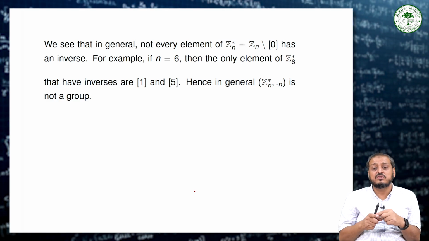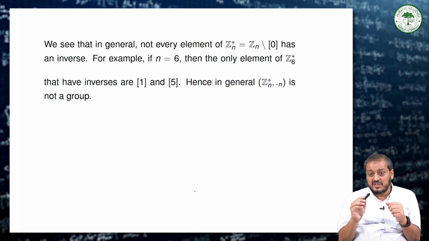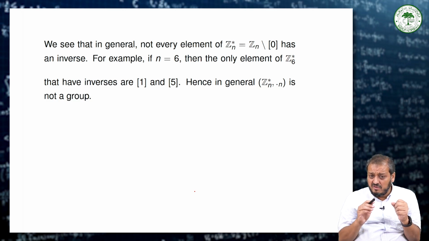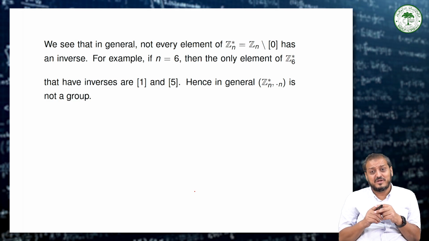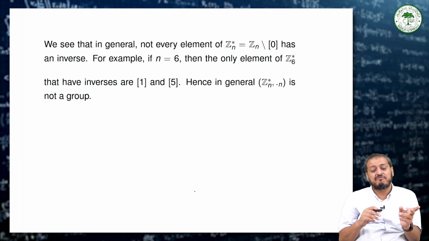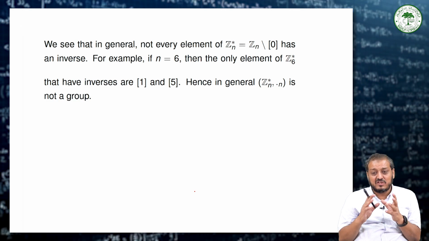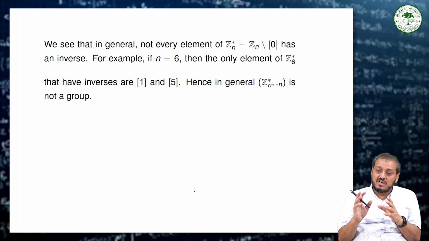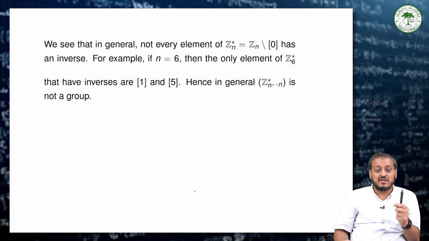It is not a group because not every element has an inverse. We take Z6, n equal to 6, and 2 and 6 are not relatively prime, so the inverse of 2 does not exist. 1 and 6 are relatively prime, 5 and 6 are relatively prime, 4 and 6 are not relatively prime. So in general, Z n star under multiplication modulo n is not a group.